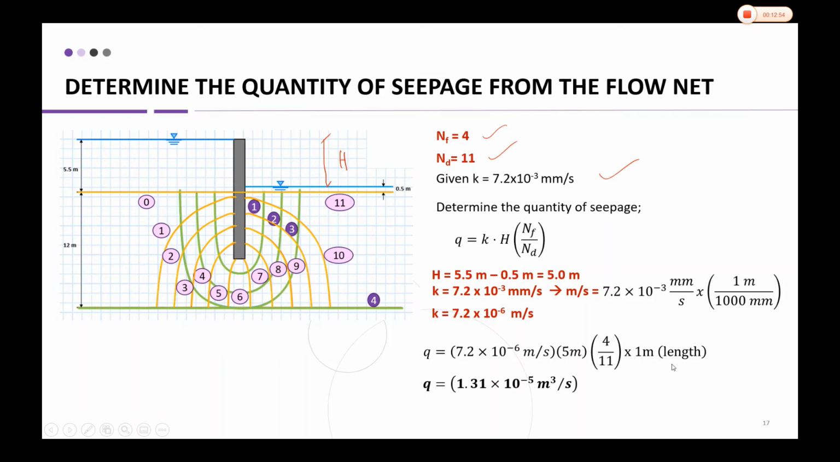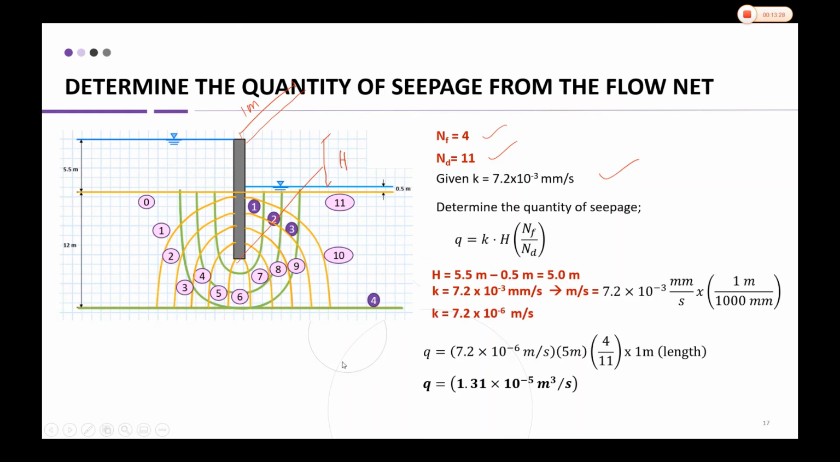And we have 1 meter length, because the calculation of the seepage is actually based on 1 meter length of the sheet pile. Meaning that you can see this is the cross section. Actually we calculate it for every 1 meter length. So that's why the unit is meter cube per second. For this exercise, you will have 1.31 exponent negative 5 meter cube per second for the seepage.